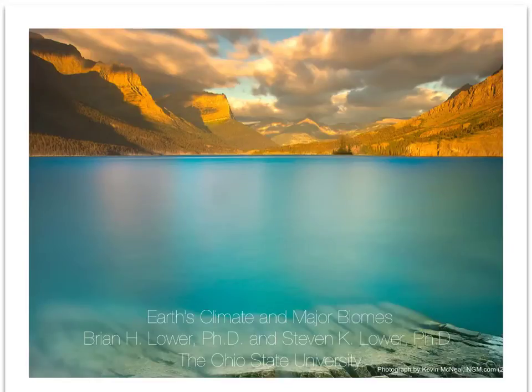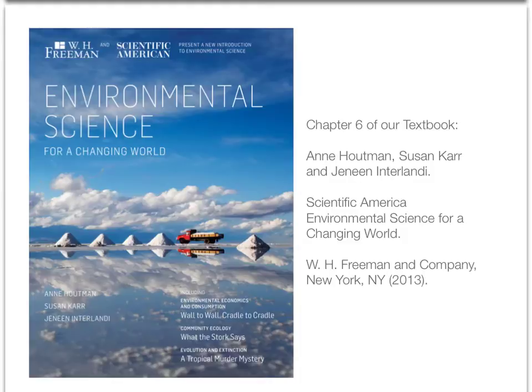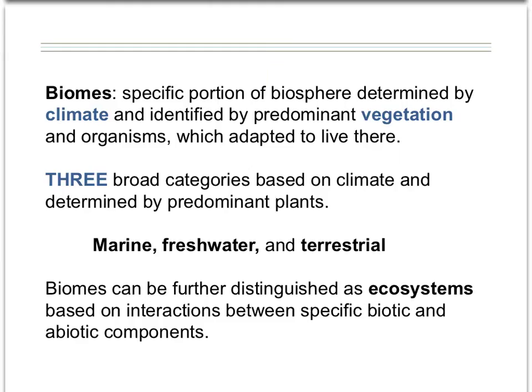In this lecture, we're going to examine Earth's climates and major terrestrial biomes. Biomes are specific portions of the biosphere that are determined by climate, precipitation, temperature, and a predominant vegetation and organisms that have evolved to live in this particular environment. There are three broad categories based on climate, and these are marine, freshwater, and terrestrial biomes. In this lecture, we're going to talk about the terrestrial biomes that are found on Earth.